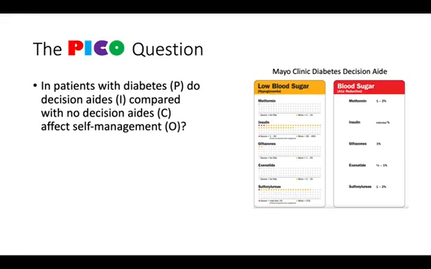So hopefully your PICO question looks like mine. This is an intervention type PICO question. Decision aids are the intervention. The P is patients with diabetes. And we are comparing decision aids with no decision aids because this practice doesn't use them. And then the outcome is self-management. And on the right of the screen, that just shows you, the Mayo Clinic has a very good decision aid about diabetes management.